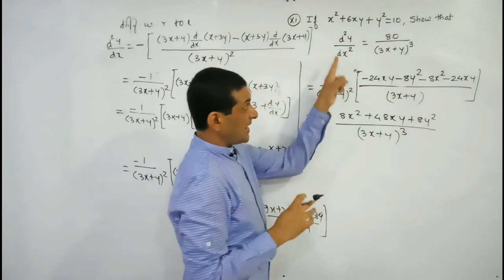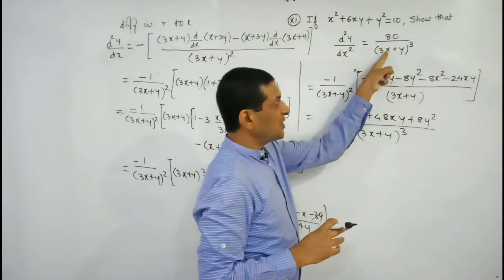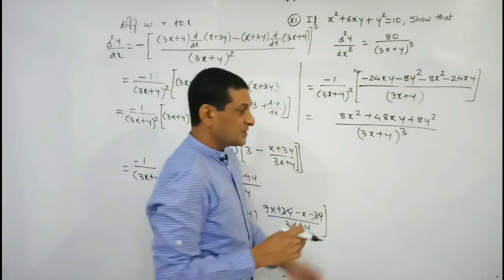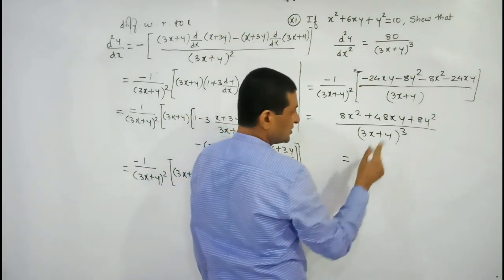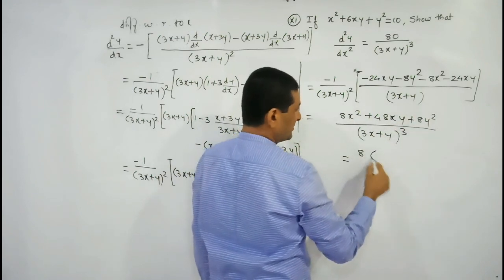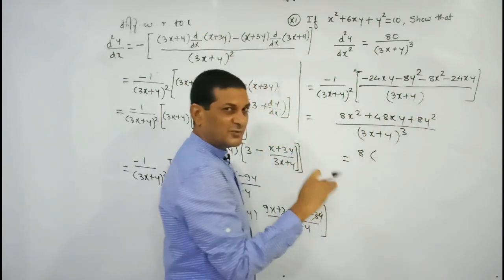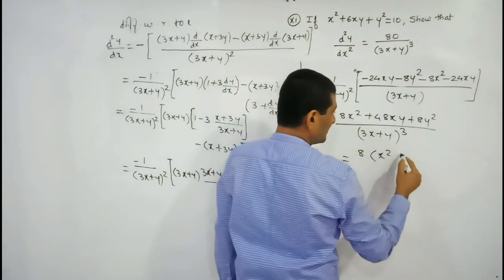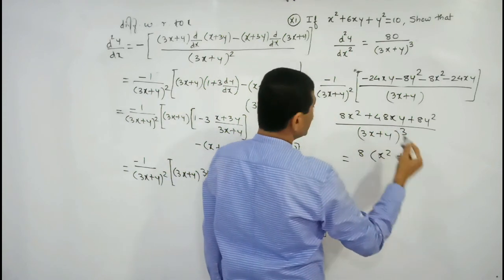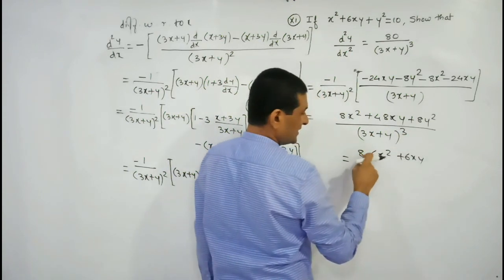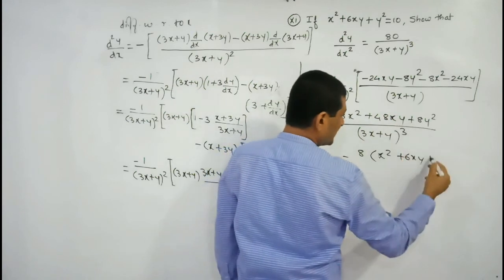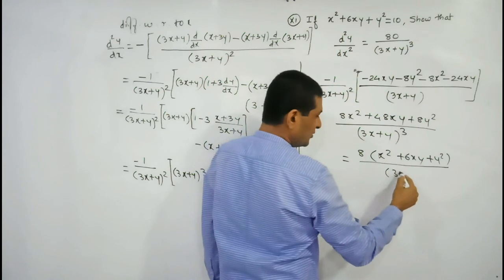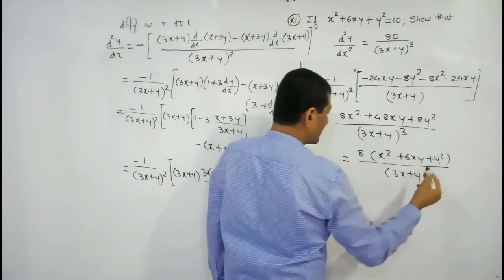Now, according to our required result, in the denominator we have got 3x plus y whole bracket cube. What is required term in the numerator? 80. So let us try to get 80 in the numerator. If we are taking 8 common, because we can observe that from all the terms we are able to take 8 common, which is the remaining term here? x square. Here we will get 6xy, because 8 6s are 48, and here we will get y square. Just simply we have taken 8 common from the numerator. In the denominator 3x plus y whole bracket cube, keep it as it is.